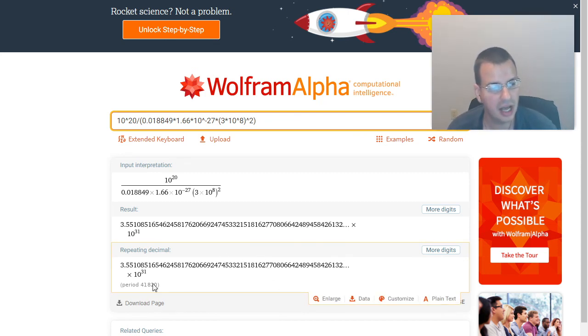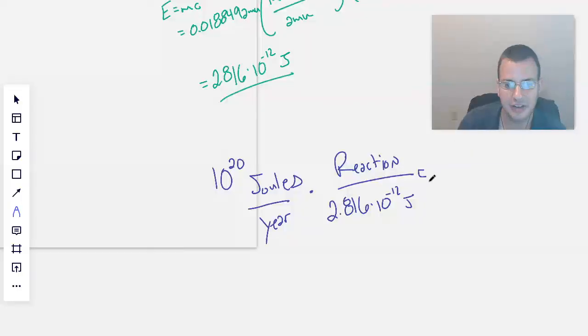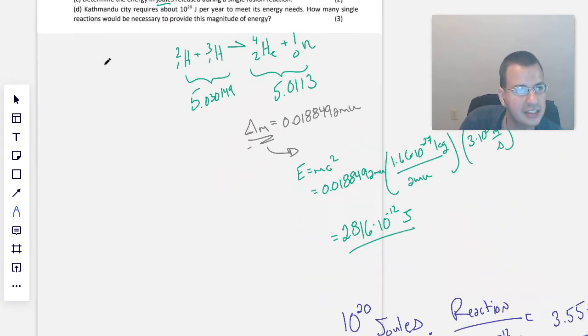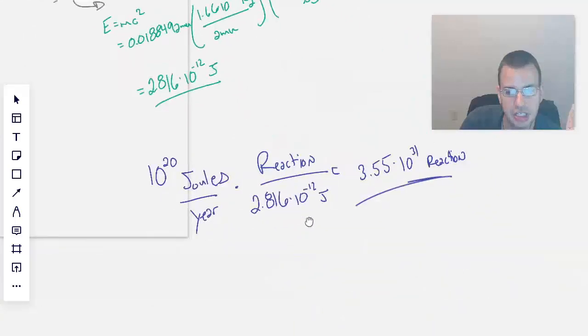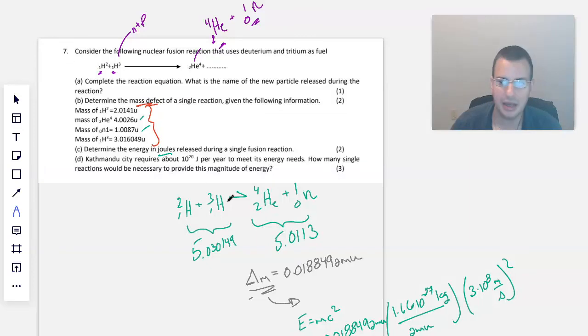3.55 times 10 to the 31st reactions. So that is, Kathmandu requires 10 to the 20 joules per year to meet its energy needs. How many single reactions would be necessary to provide this magnitude of energy? And that would be 3.55 times 10 to the 31st reactions. So hope that helped, and see you next time.